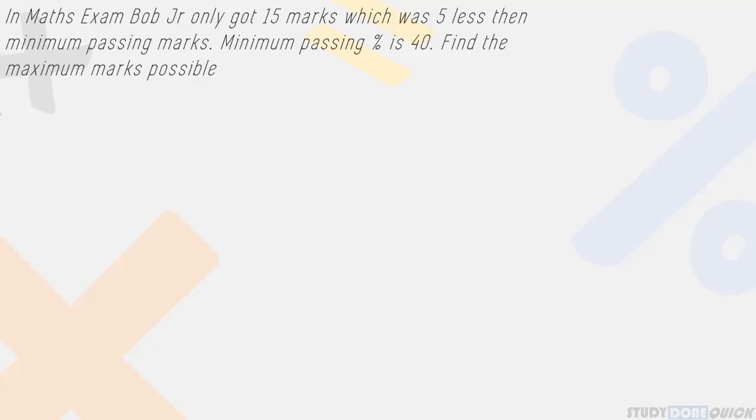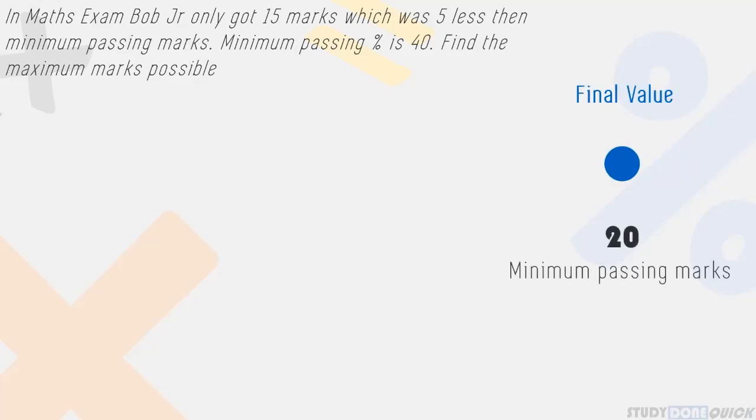Now, most important in this or any problem is to figure out what our final value is, what our original value is, and what the percent operation we need to apply is. So we can see that Bob Jr. got 5 less than minimum marks, which is 15. That means minimum marks required is 15 plus 5, 20. Original value in this case would be 100% marks or maximum marks possible. And that's what we need to find out.